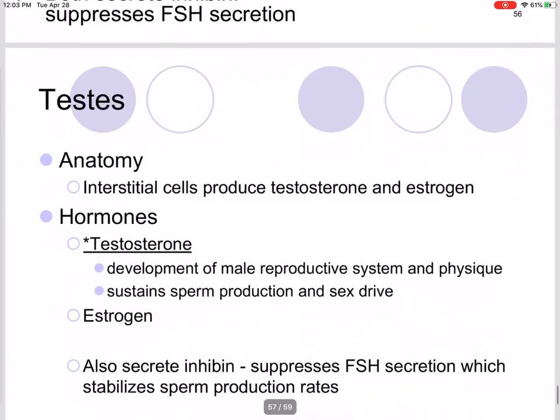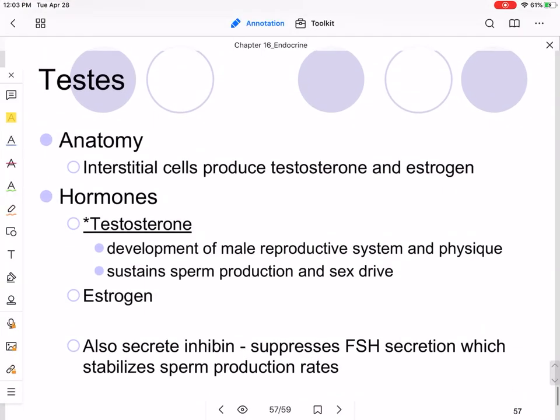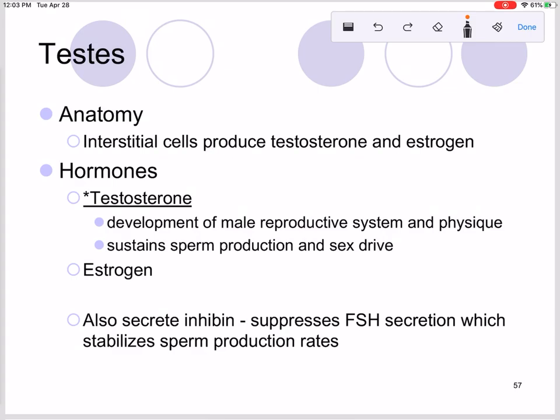But please, for this chapter, stick to the basics. Think about matching. Think about what is the function of this hormone, A, B, C, D. And go off of the functions that I'm talking about.